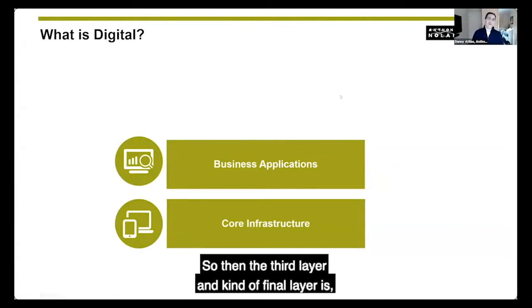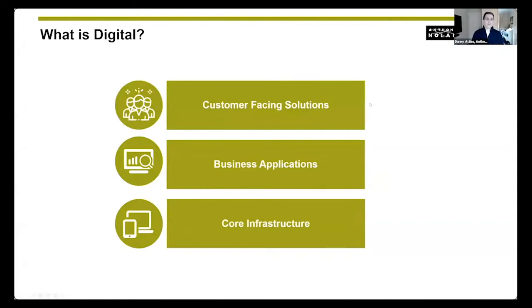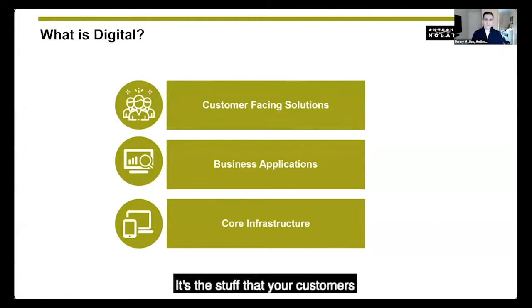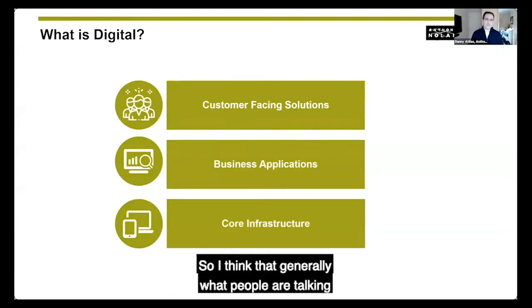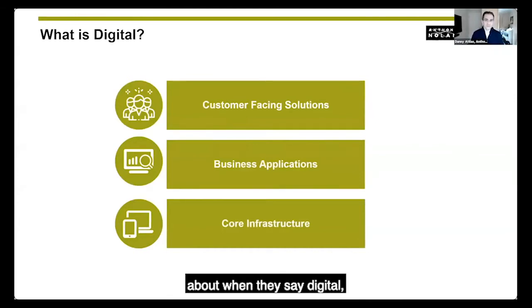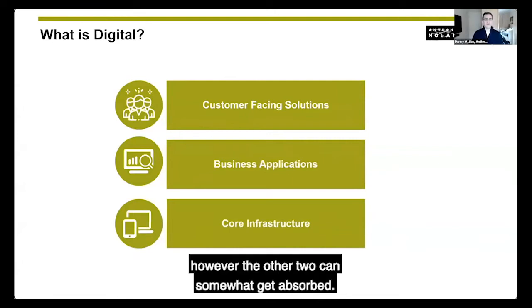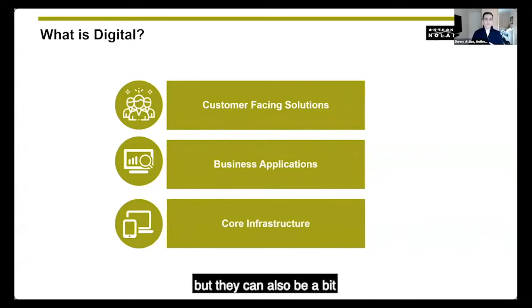So then the third layer, the kind of final layer, is your traditional digital. It's customer facing. It's the stuff that your customers get to engage with directly, that they can digitally interact with. So I think that's generally what people are talking about when they say digital. However, the other two can somewhat get absorbed. I mean, they're necessary steps in getting there, but they can also be a bit of a distraction and not focusing on that.